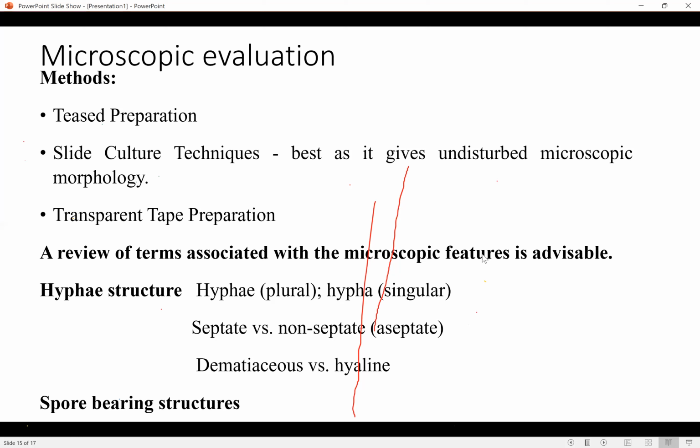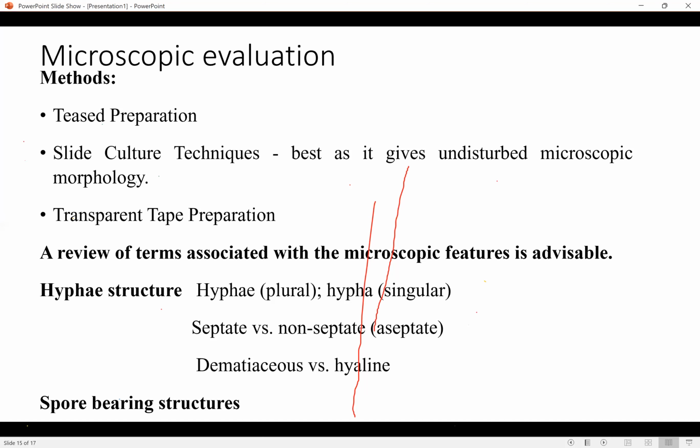So after observing with your eyes, we want to confirm the details of what we have observed with a microscope. With a microscope, we can do further identification. We can do a test preparation. We can do a slide culture of the organism, and we can look at it using a transparent tape preparation. I have some images to give you an idea of what a slide culture is like.